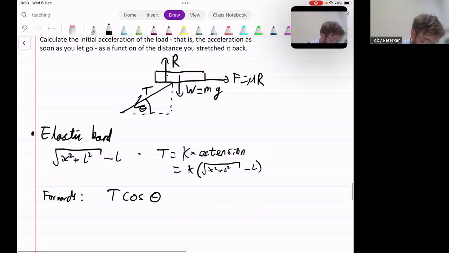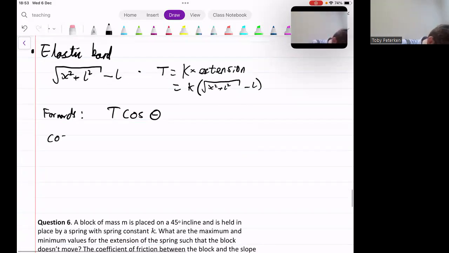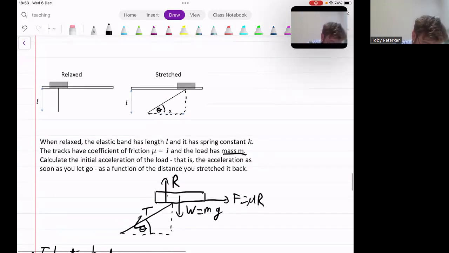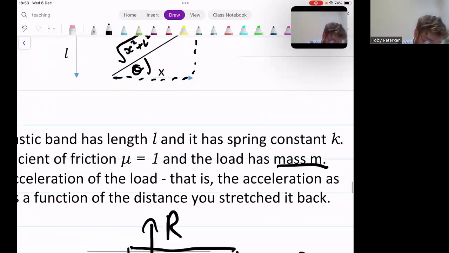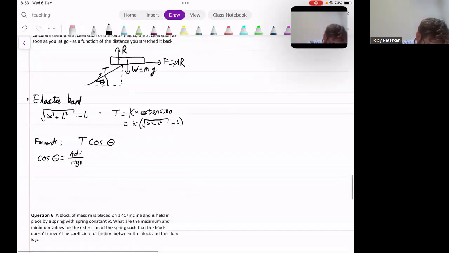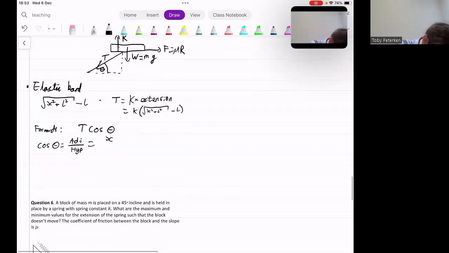So, cos theta equals adjacent over hypotenuse. If we look at this diagram, if we zoom in, the adjacent is x, and the hypotenuse, which was here, is the square root of x squared plus L squared. So cos theta is equal to the adjacent x divided by the square root of x squared plus L squared.